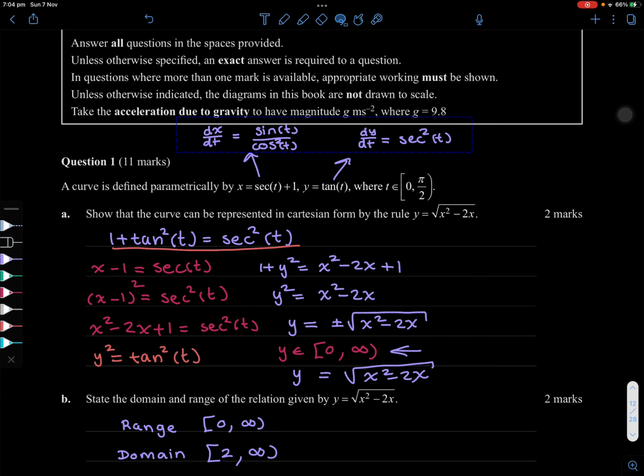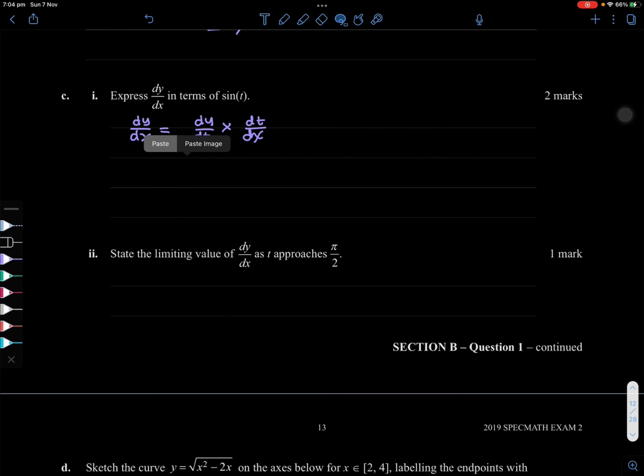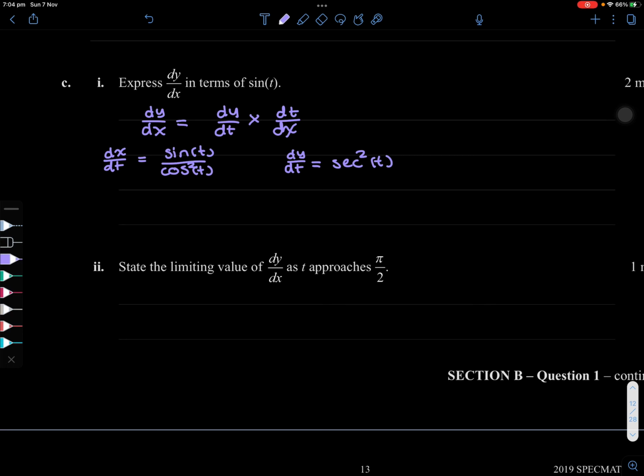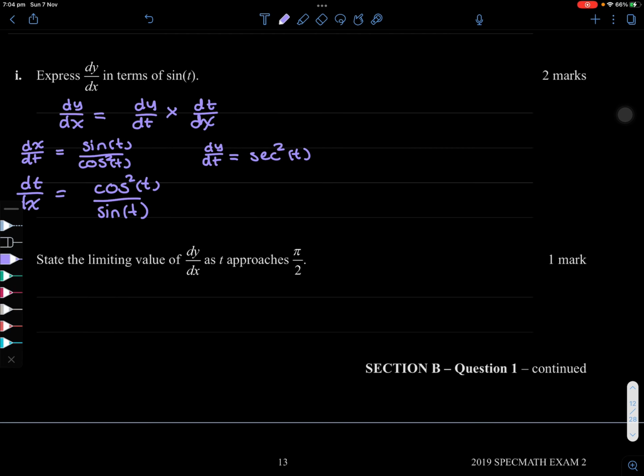Perfect. Okay, let's copy these and bring it down here. Now, we have dy on dt, that's good. But we need dt on dx. We don't have dt on dx, so we need to flip our dx on dt. That gives us cos squared t on sine squared t. Now, using these to work out dy on dx, we get sec squared t, which is 1 on cos squared t, times cos squared t on sine t. Now these cancel, and we're left with a nice 1 on sine t.